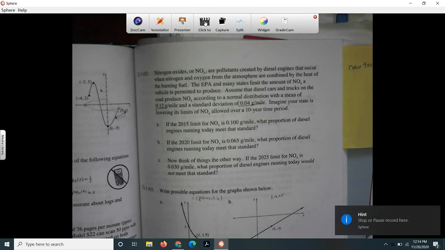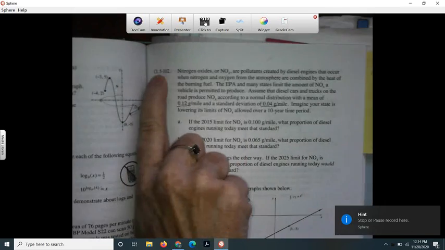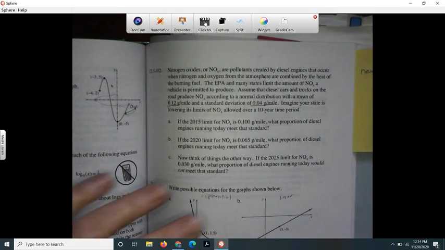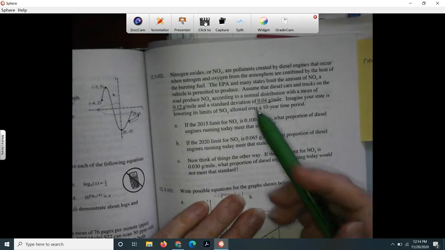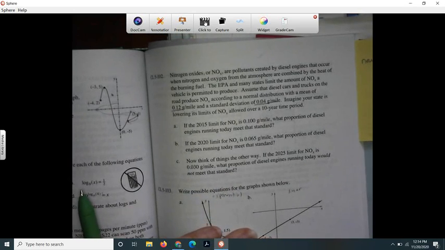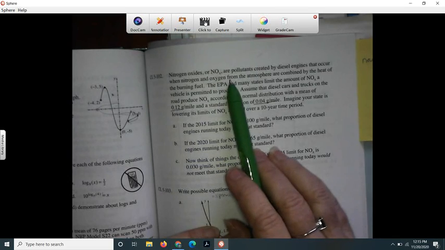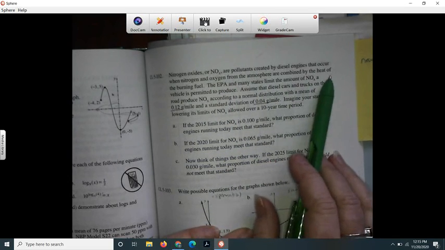Pre-centigrated 3, it's CL5-102. It says nitrogen oxides are pollutants created by diesel engines that occur when nitrogen and oxygen from the atmosphere are combined by the heat of the burning fuel.